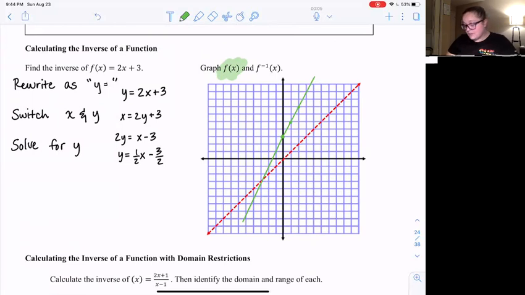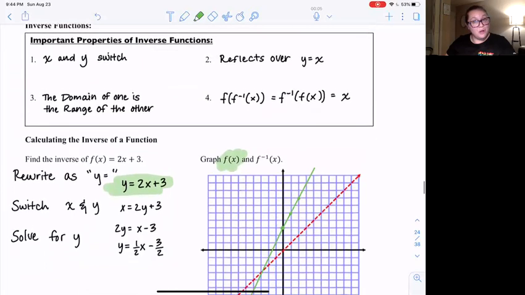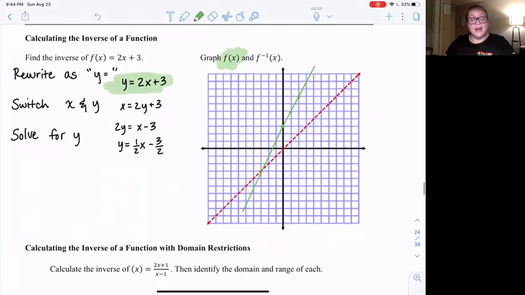Now the next one that we're going to look at is, what is the inverse equation? So we had y equals 2x plus 3. Now go ahead and graph that inverse and see if something happens that was noted in these inverse properties. So go ahead, graph f inverse and meet me back here.